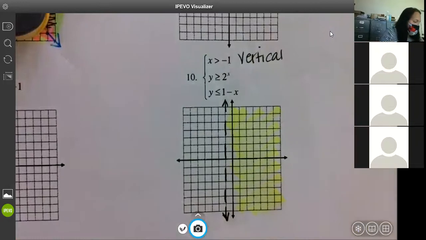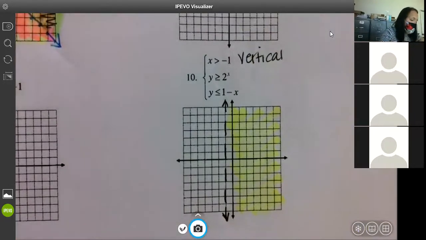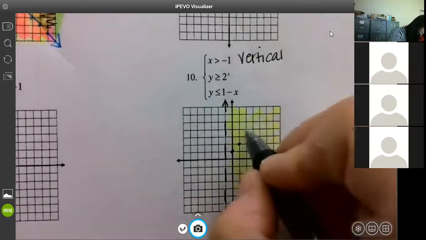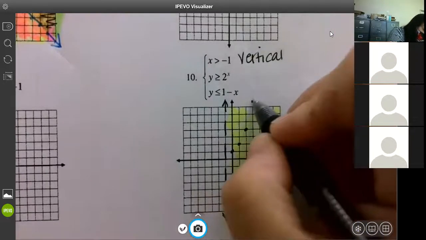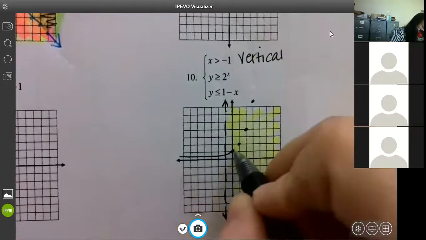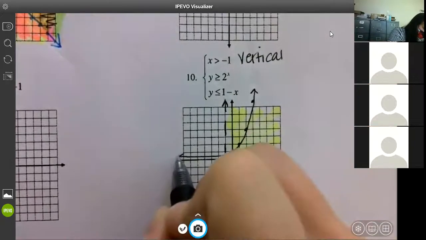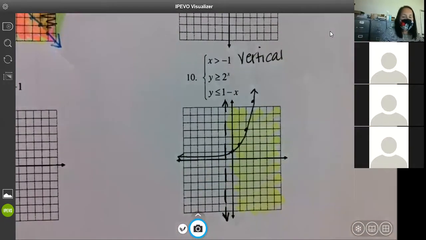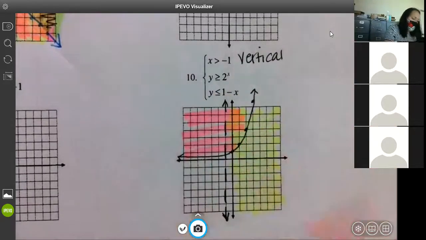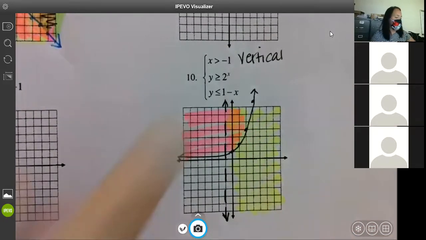The next one is 2 to the x. And we literally just did that, but this time it's greater than. So we had 0, 1, 1, 2, 2, 4, and 3, 8. It is still solid. We already graphed it, but this time it's greater than. So we're going up here, and you can see just this little area right in here is what's covered right now. Okay, so our answer will be within this shaded area.